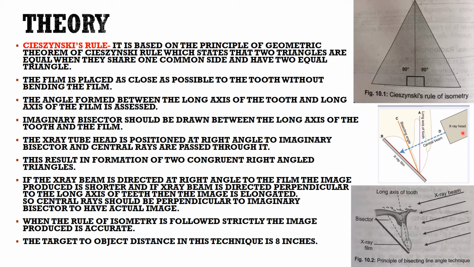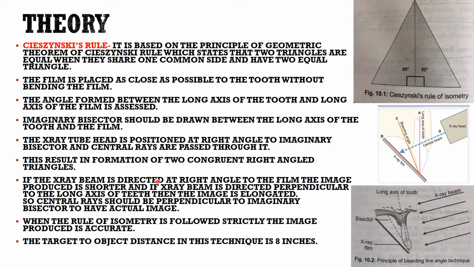Then the X-ray tube head is positioned at a right angle to the imaginary bisector and the central rays are passed through it. Now you can see over here that two triangles are formed, and this is the common base which these two triangles share. They are equal and hence it follows the Szymanski rule. So this results in the formation of two right angle triangles.